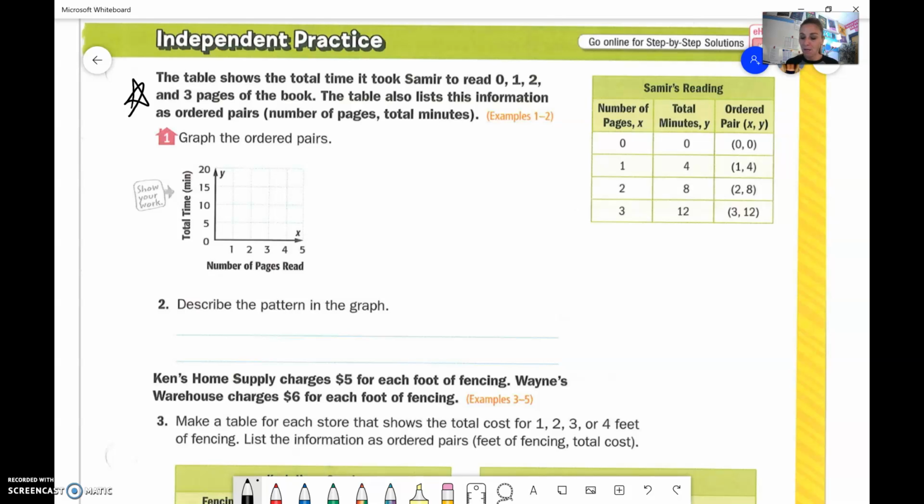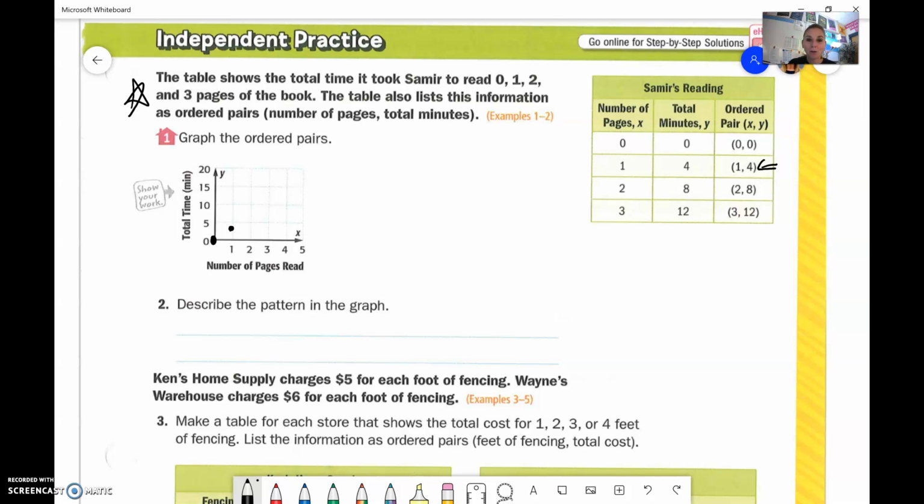All right, the table shows the total time it took Samir to read 0, 1, 2, 3 pages of his book. The table also lists the information in ordered pairs, the number of pages and the total minutes. It says graph the ordered pairs. So 0, 0 is right there, and I'm glad we have to do that, because if it is 0, 0, it goes right on the origin. The next ordered pair is 1, 4, so over 1, up 4. Notice mine goes in increments of 5, so I know it has to be just a little bit below that one.